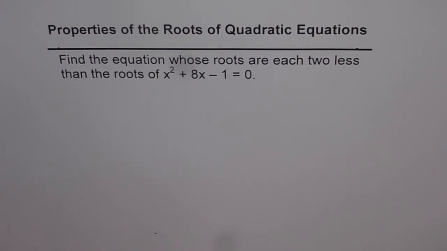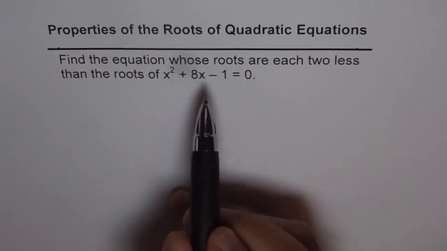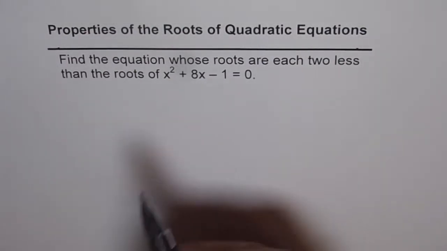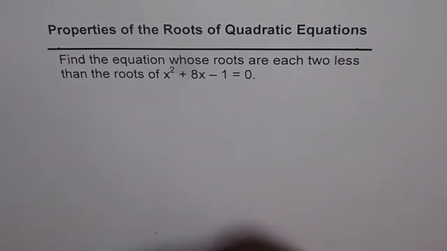Now, it is very difficult to solve this equation with factoring, since you know the product of two numbers should be minus 1 and the sum 8. There is no possibility, right? So you cannot use traditional methods of solving this equation. However, properties of roots of equations help us solve this.